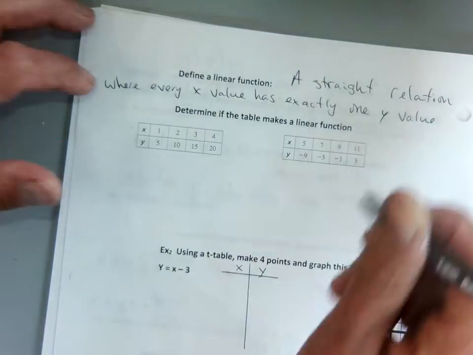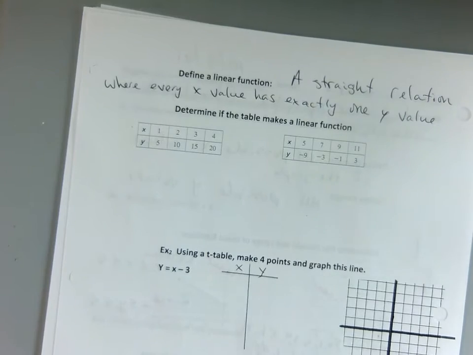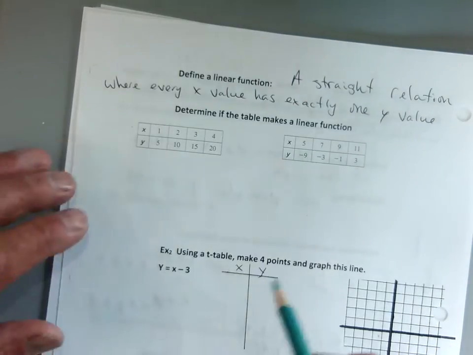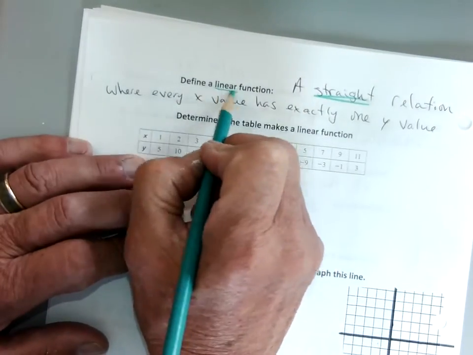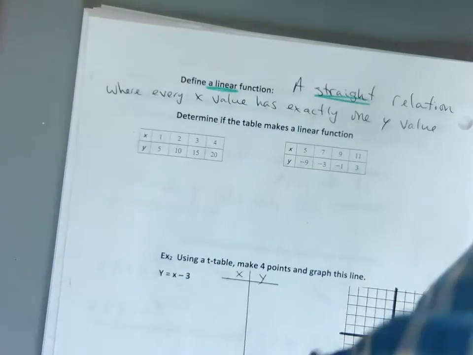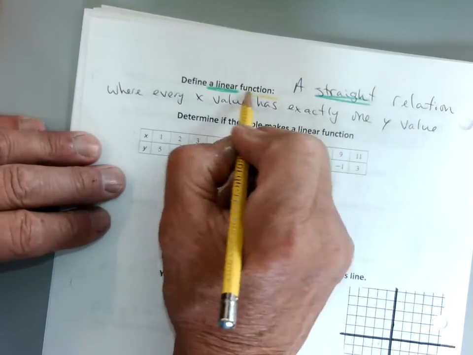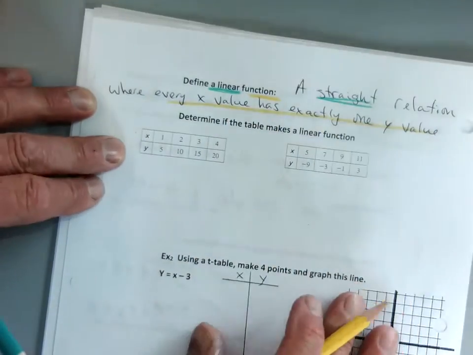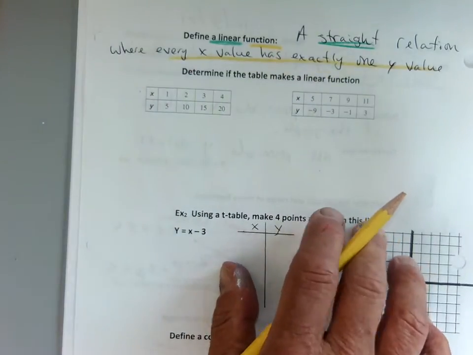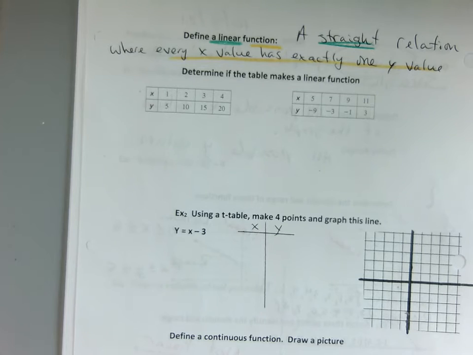So I'm going to highlight a few things that are important to us, right? So straight, that's linear, right? And if it's a function, every x has exactly one y, right? So determine if the table makes a linear function.